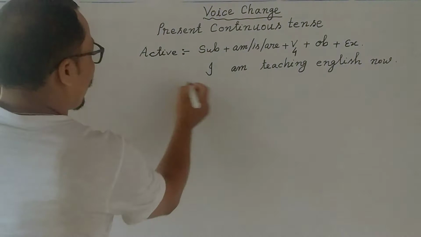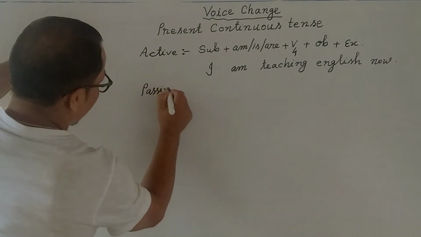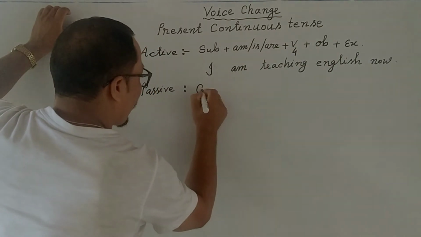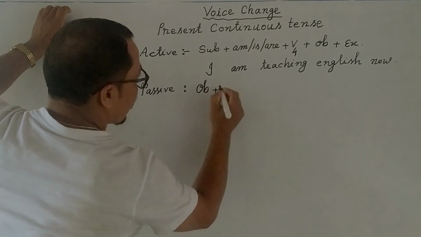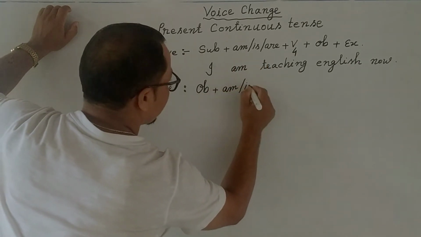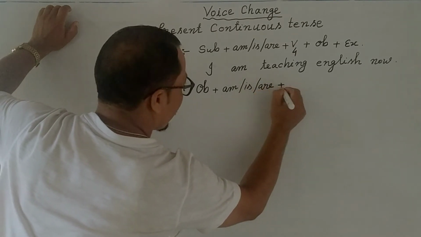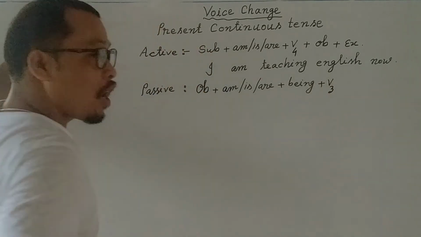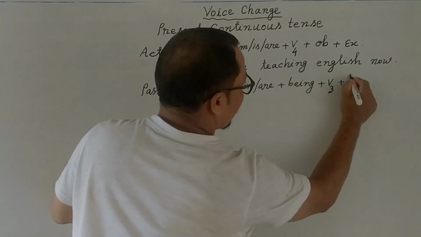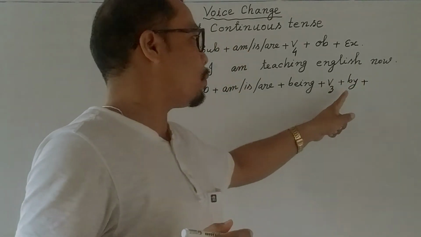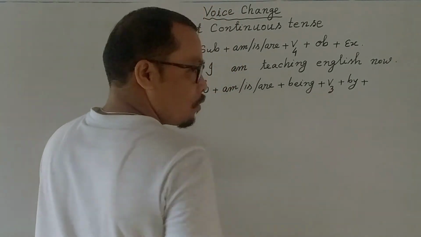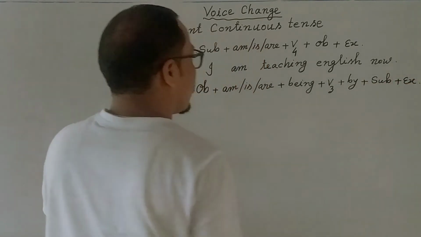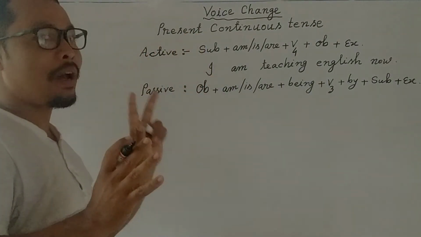Let us write it in passive. What will be the passive? Let us write the passive formula. What is the passive formula? To make the passive of any tense, in the very beginning of the sentence we have to write the object as subject. Object plus the same helping verb, am, is, are, plus the formula being, plus the verb should be in third form. We have to write the verb in third form, then after that by, the preposition. Not only by, sometimes the preposition will be different, like to, according to the verb. Then here we have to write the subject. Finally, the extension. This is the passive form of present continuous tense in affirmative sentences.